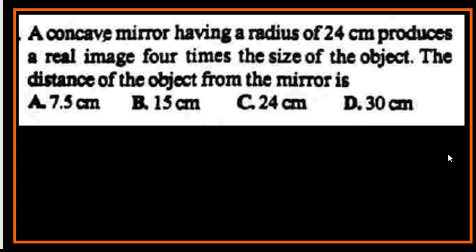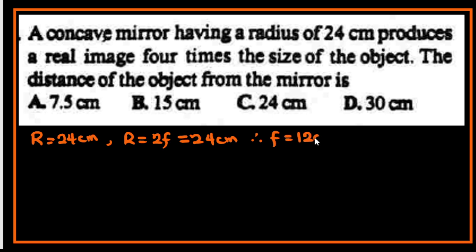Okay, now this is a concave mirror. So what are the things they supply there? The first thing they gave here is the radius of curvature, so R is equal to 24 centimeter. Then radius of curvature is twice the focal length. So your focal length here is going to be 12 centimeter. So again, they use a statement like produces a real image, which is 4 times the object size.